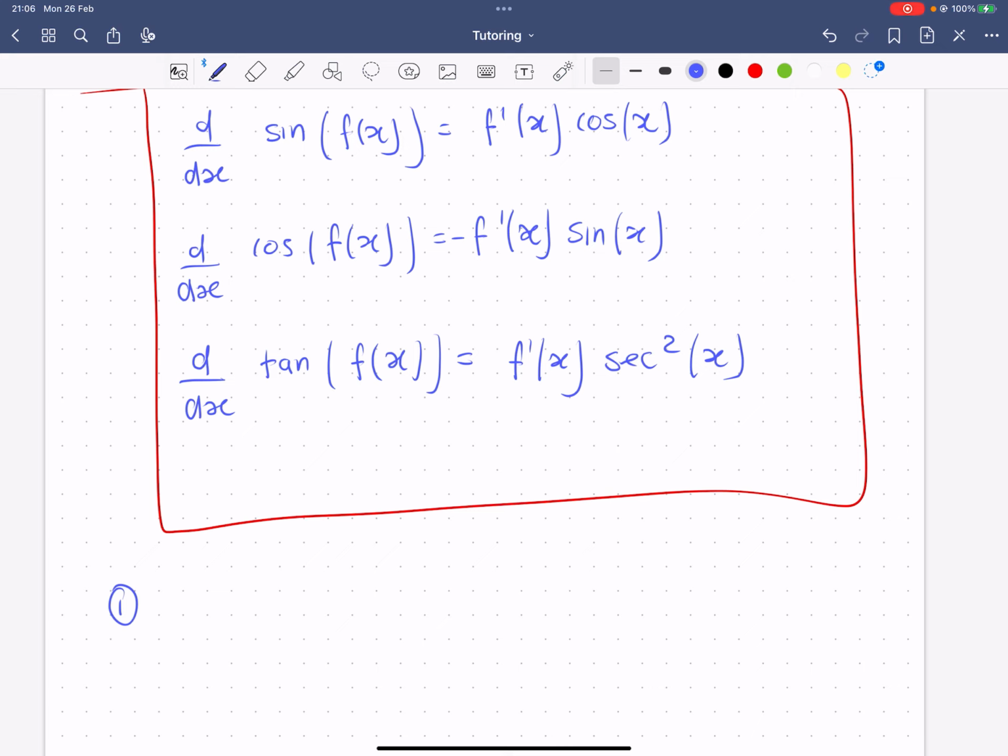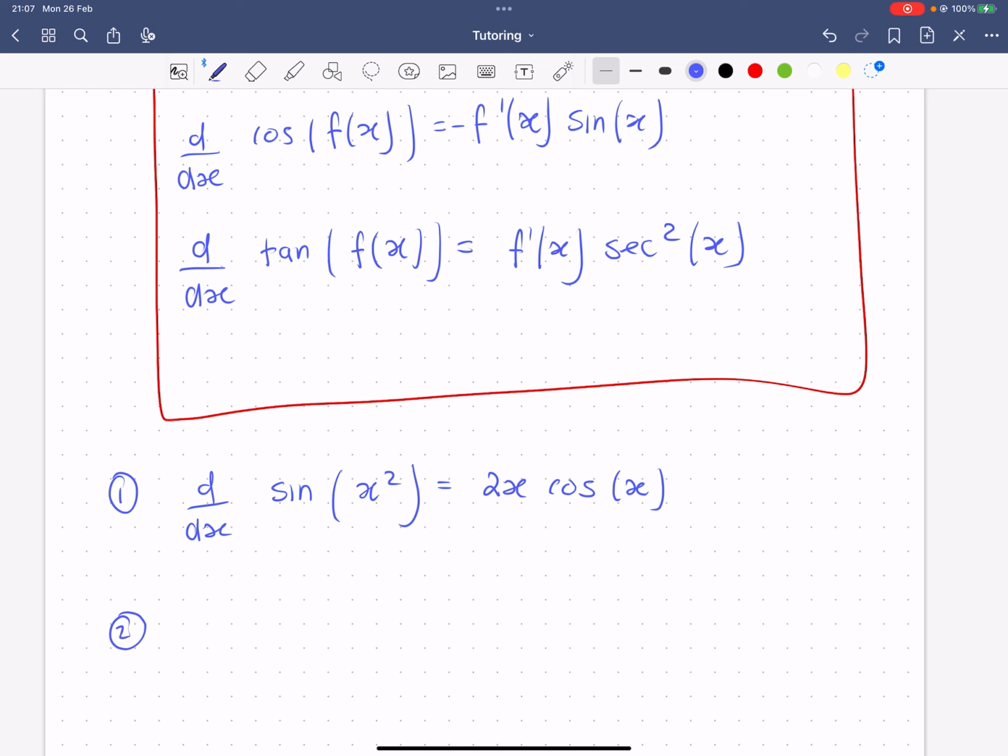Number 1, we're going to find the differentiation of sine of x squared. Well, the formula says that we differentiate what's in the brackets, 2x, and times it by cos x. Number 2, the differentiation of cos of x cubed plus x. Well, again, the formula tells us we differentiate what's in the brackets, 3x squared plus 1, times it by sine of x, and put a minus out the front.